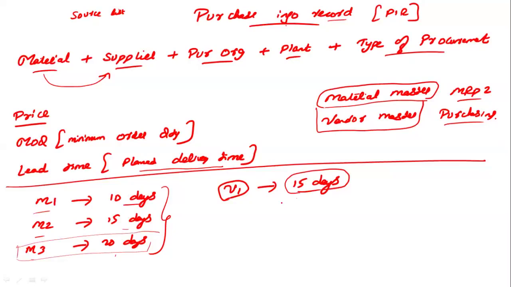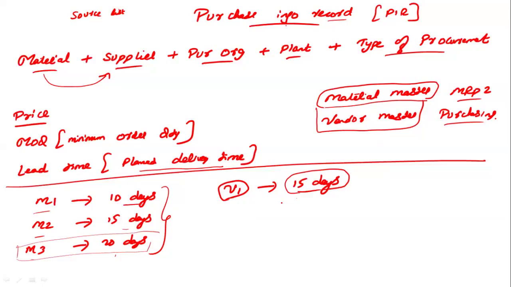Now the system is a bit confused. From which master data should I take the lead time? In material, I have 20 days, but in vendor master, I have 15 days. So if I'm creating a purchase order today, the system will note that the supplier has a lead time of 15 days and it will add 15 days. In the same case, if the material has 20 days, will the system add 20 days? In that case, what happens?